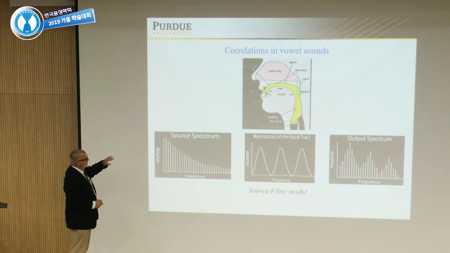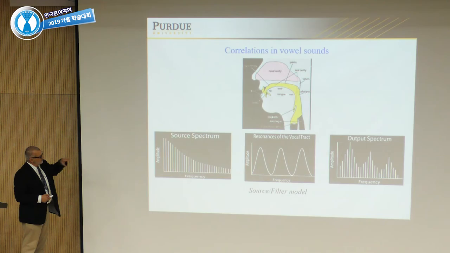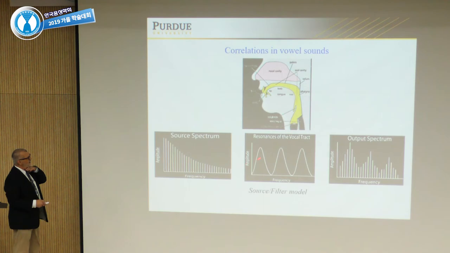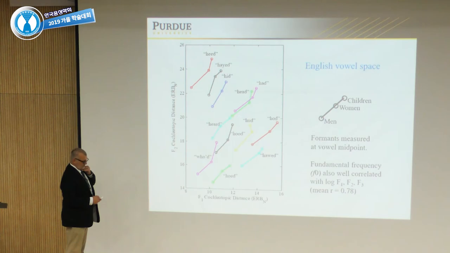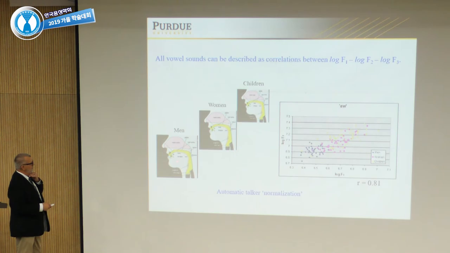So let me give you one example of a covariance in the auditory system. This is our source-filter model. Here, cut me off right here at the larynx, cut my head off. Here are the resonances of the vocal tract and the output spectrum. What we know, and this is just an example of lawfulness, is that longer tubes, like men, typically, longer tubes have lower formants.